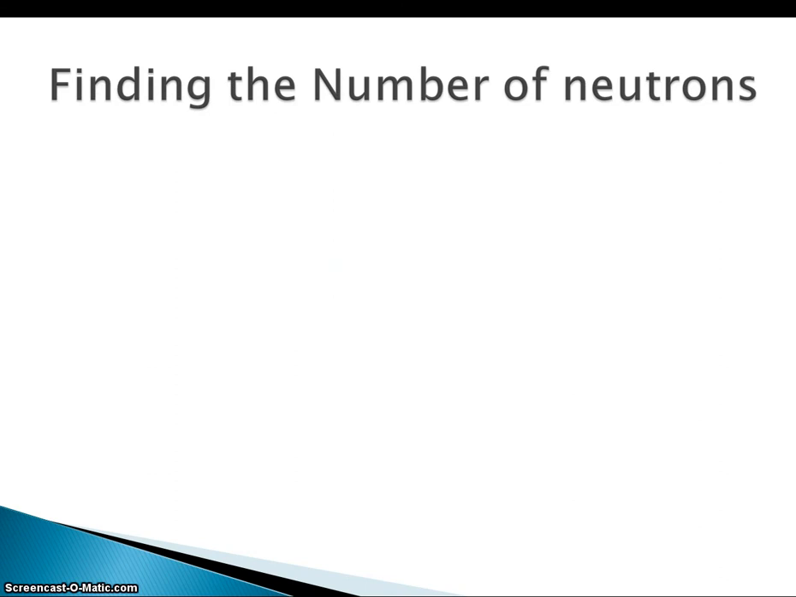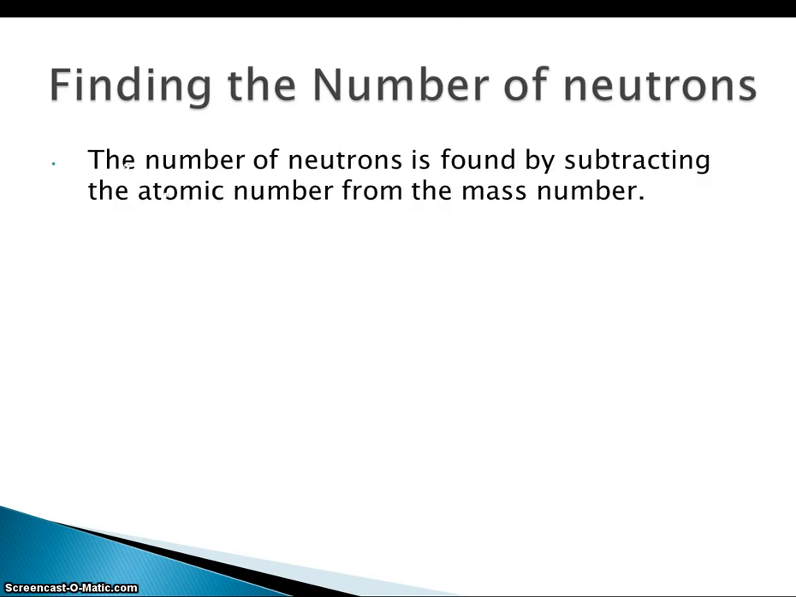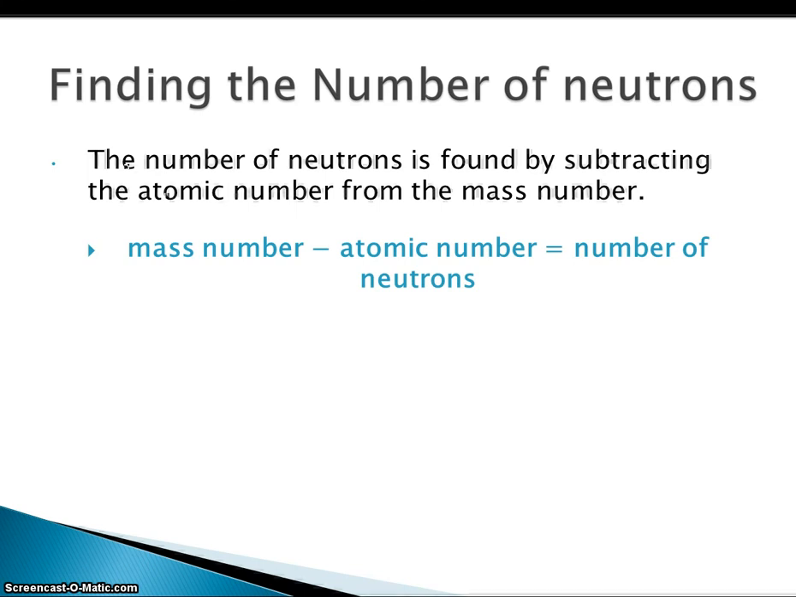Okay, so you may be asked to find the number of neutrons of an atom. So if you're given the mass number and the type of atom it is, you can figure out the neutrons. The number of neutrons is found by subtracting the atomic number from the mass number. So mass number minus atomic number, the number of protons, gives you the number of neutrons. So if you take uranium-235 as our example, 235 is the number of protons and neutrons. You take away 92, which is uranium's atomic number, the number of protons uranium has, and you get 143 neutrons. Okay?